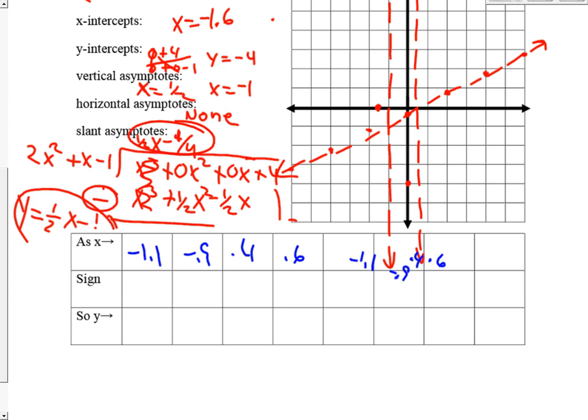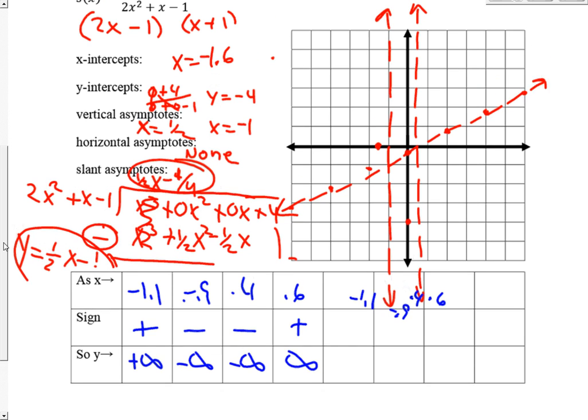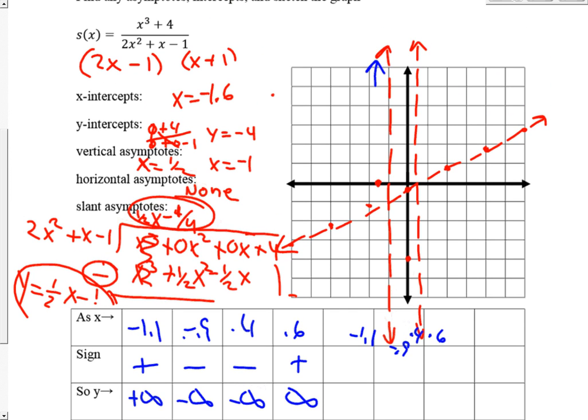To save time, I know that on the left for negative 1.1, I am positive, which will be positive infinity. For negative 0.9, I know that's going to be negative, which is negative infinity. For 0.4, it's negative, which is negative infinity. And 0.6 is positive for positive infinity. So on my graph, I'm up here, down and down and up. When I'm graphing this, I have points here guiding me, my x-intercept there.